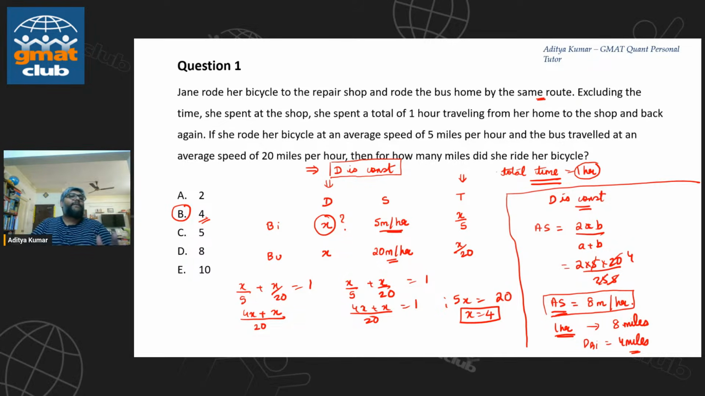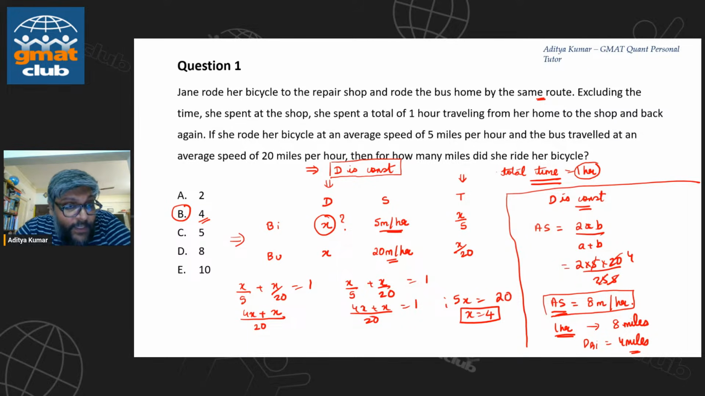But remember, this question gave me the opportunity of exploring the average speed process of working. Why? Because I have the total distance and I had the total time and I could make use of it. Right? So wherever you're able to identify that the usage of average speed is possible, use it. If not, stick to this table format that I gave you.